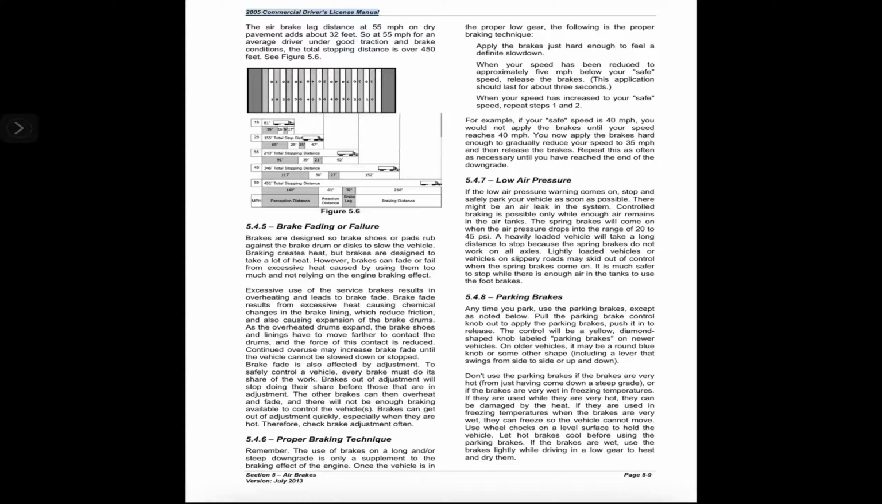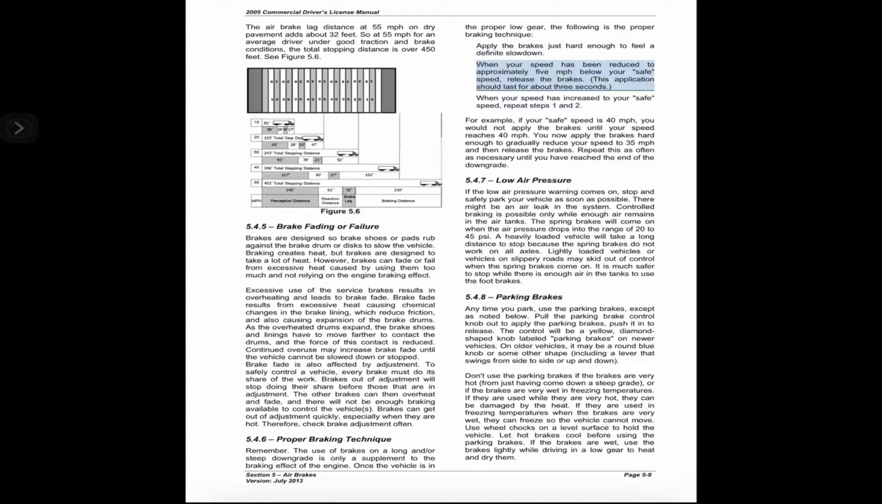Page 5-8. 2005 Commercial Driver's License Manual. The air brake lag distance at 55 miles per hour on dry pavement adds about 32 feet. So at 55 miles per hour, for an average driver under good traction and brake conditions, the total stopping distance is over 450 feet. See Figure 5.6. The proper low gear. The following is the proper braking technique.